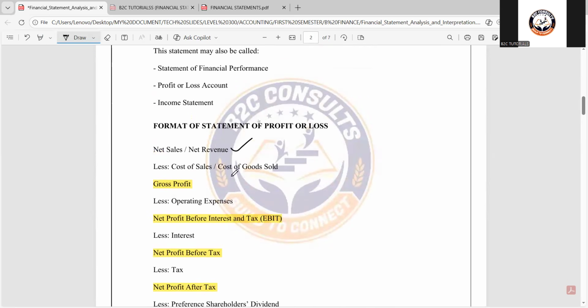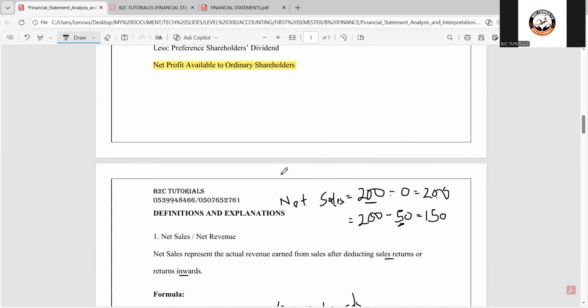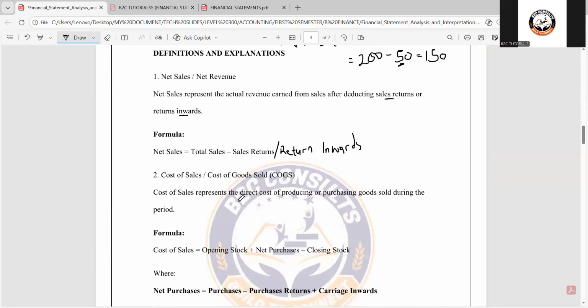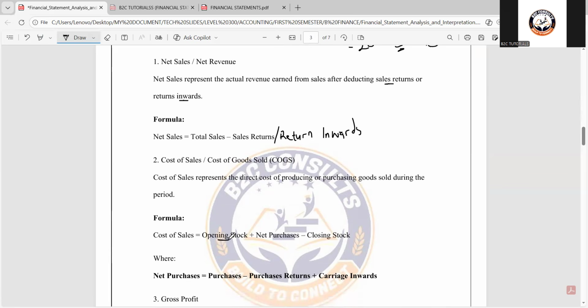Now, how about cost of sales or cost of goods sold? What goes into cost of sales? It represents the direct cost of producing or purchasing goods sold during the period, so the cost that you incurred to buy the goods that you are producing as a firm. This is the format for cost of goods sold: opening stock, or opening inventory, plus your net purchases, minus your closing stock, or closing inventory.